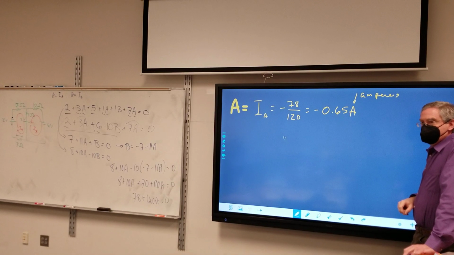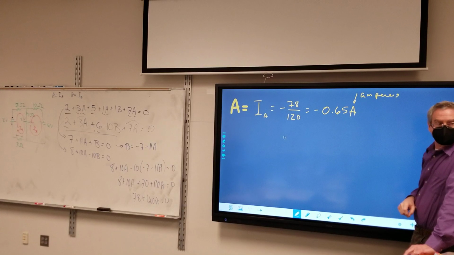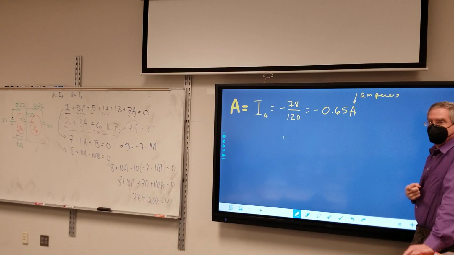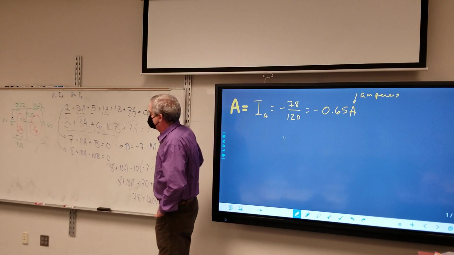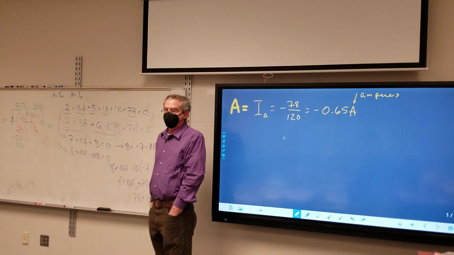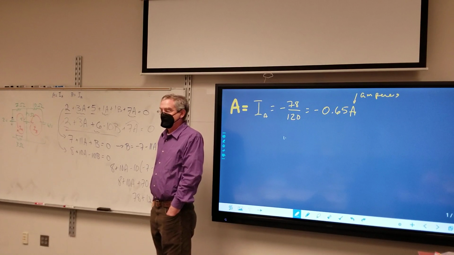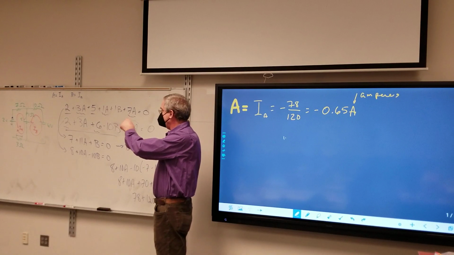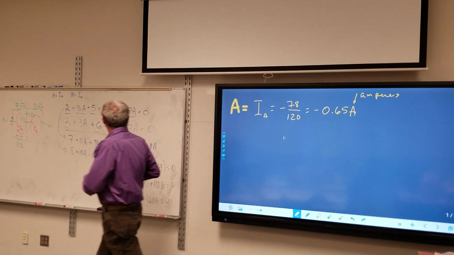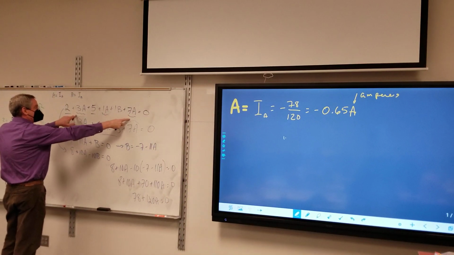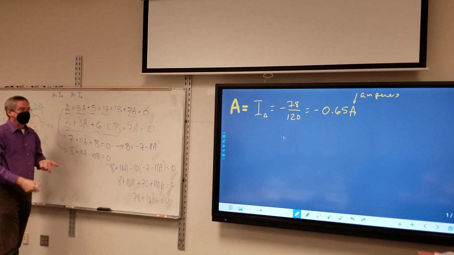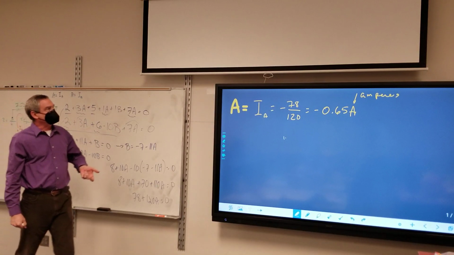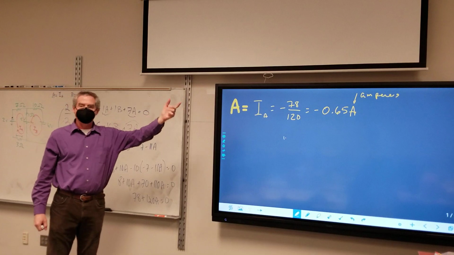Questions up to here, before we put the last nail in the coffin? How did you determine the direction of the currents? I picked one. Okay, it's completely arbitrary. If I had picked I_A in the other direction, then the A terms here would have all flip signs. And in the end, we'd end up with A is equal to positive 0.65.